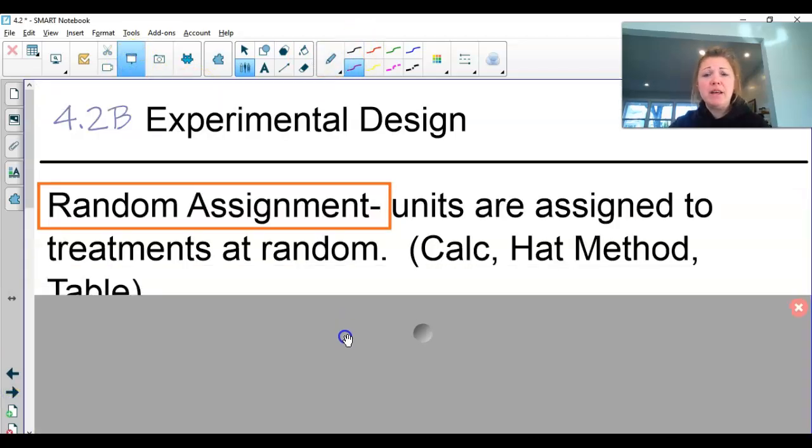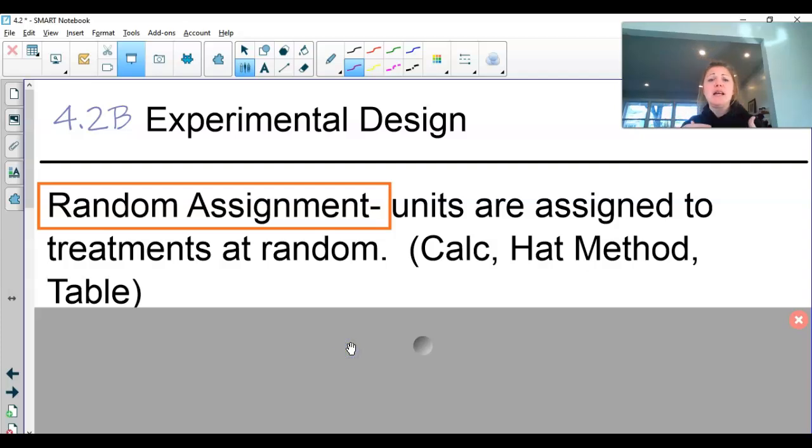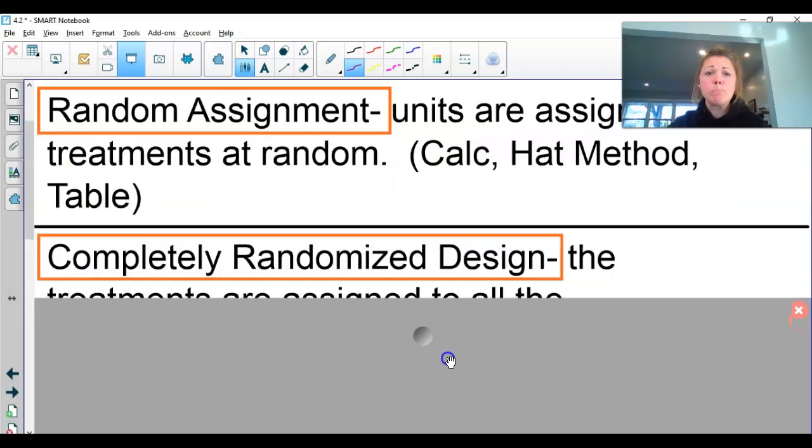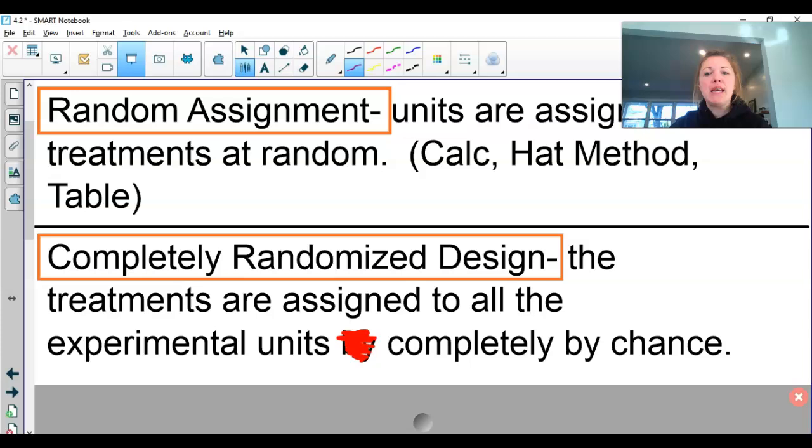Random assignment, another definition you need to know: how units are assigned to treatments at random. We talked about how to use a table as a way to randomize, as well as the hat method. You can also use a calculator. A completely randomized design: the treatments are assigned to all the experimental units completely by chance. You are going to have to know how to design a completely randomized experiment, and I'm going to do that with you in class together live. The purpose of this is just to get some definitions down, so that frees up our time in class to go through questions and do some investigations.